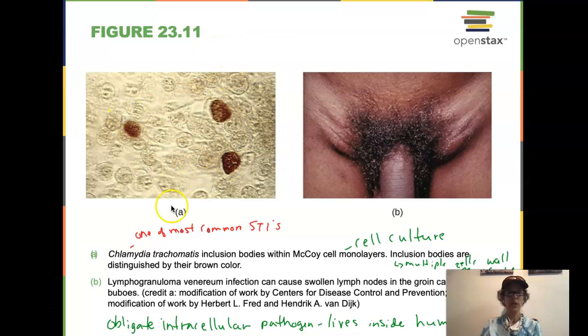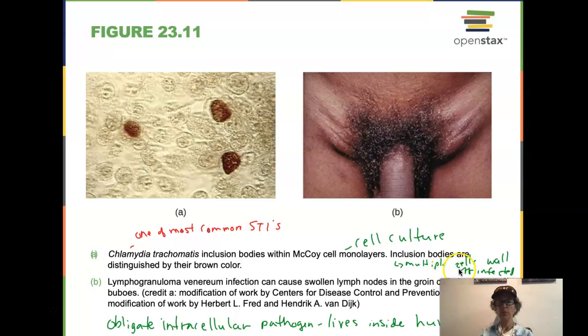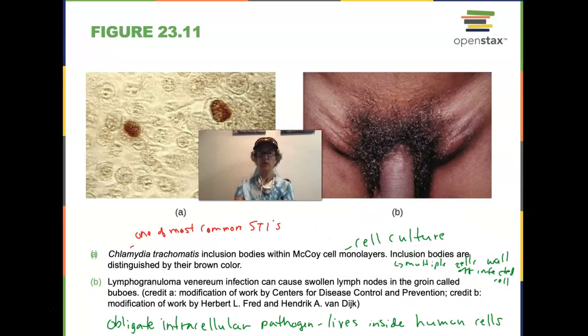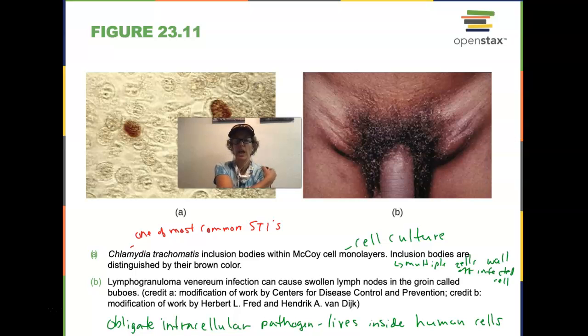This is showing the chlamydia again. Inclusion bodies. It's being grown in culture. The inclusion bodies is where there's multiple cells that have been walled off during an infection. And on the right is showing a person where the chlamydia has affected their immune system.